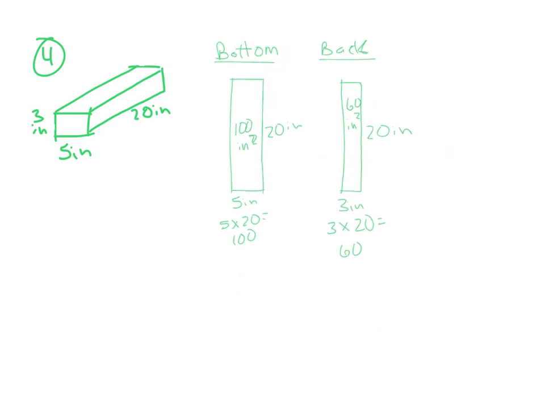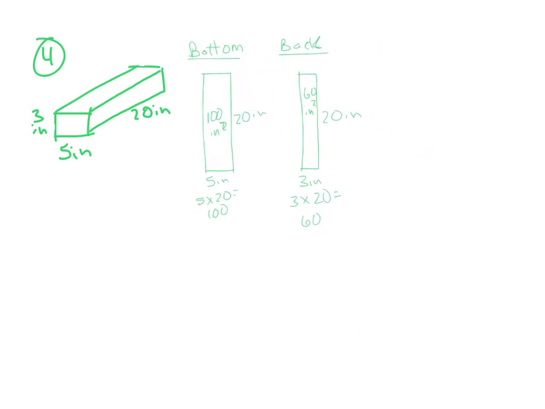See if I can shrink this down. Oh, perfect. Set that off to the side. Now, let's do the top. The top is parallel to the bottom, which means what? They're exactly the same shape and exactly the same size. So if you know what the bottom area is in a rectangular prism, the top area is also going to be the same. So the top area is going to be 100 inches squared.